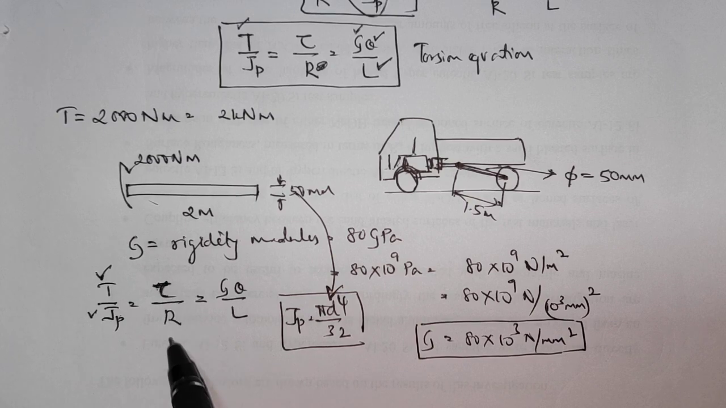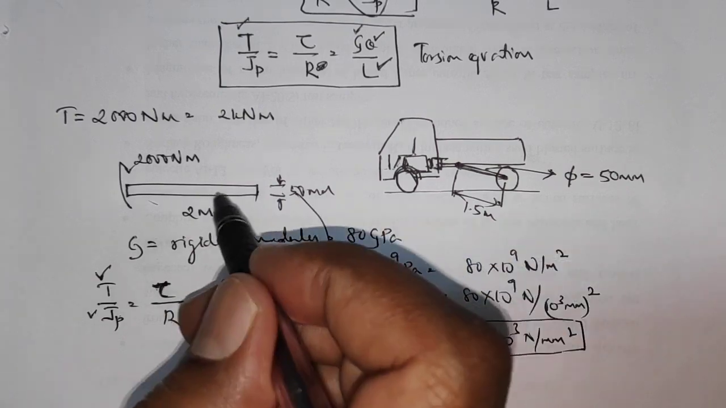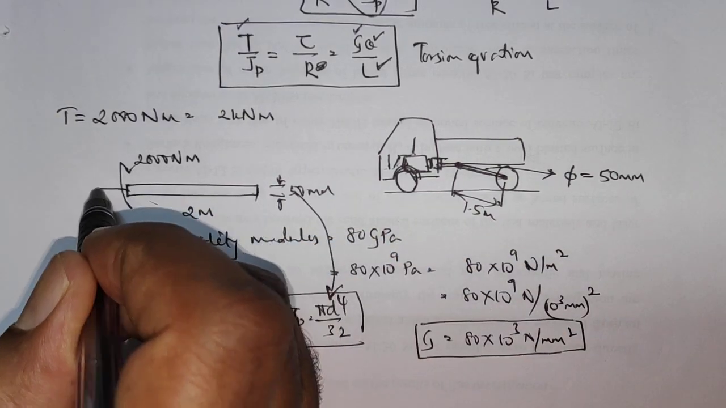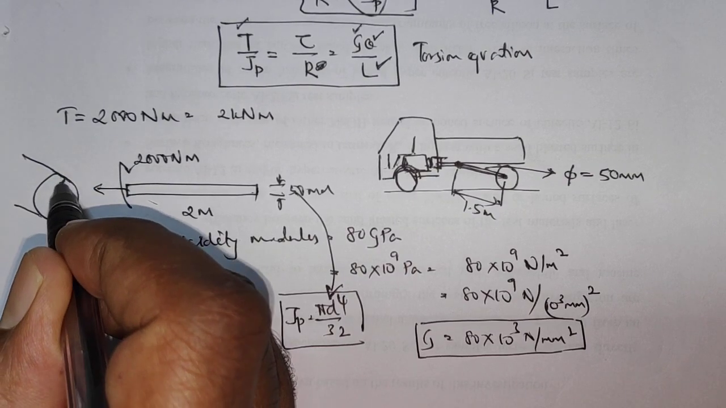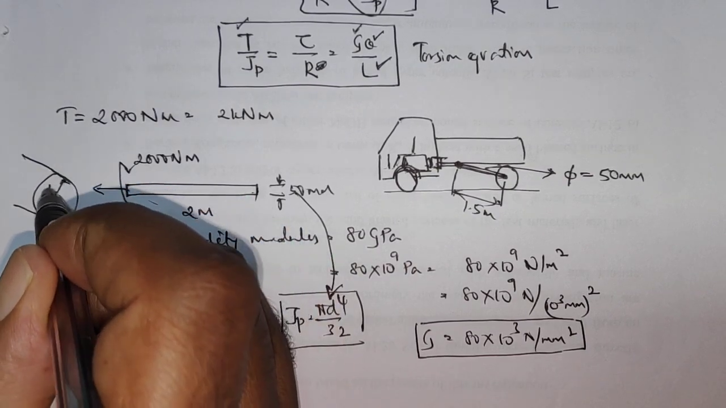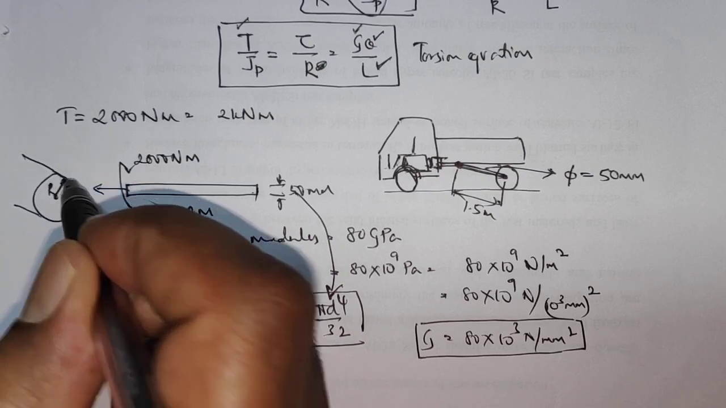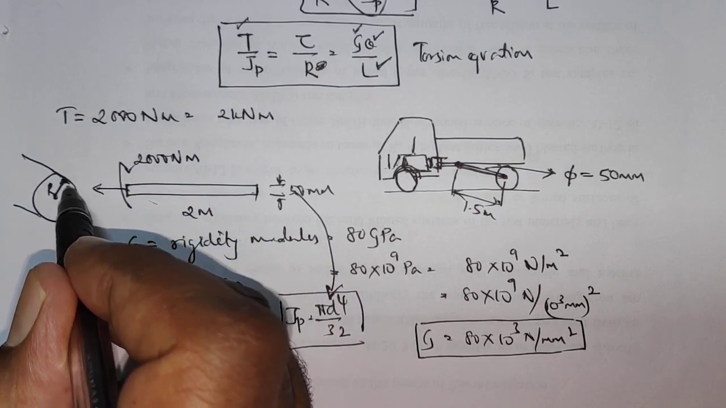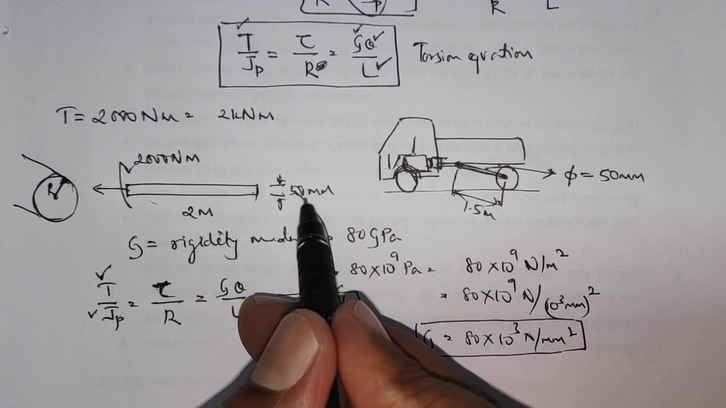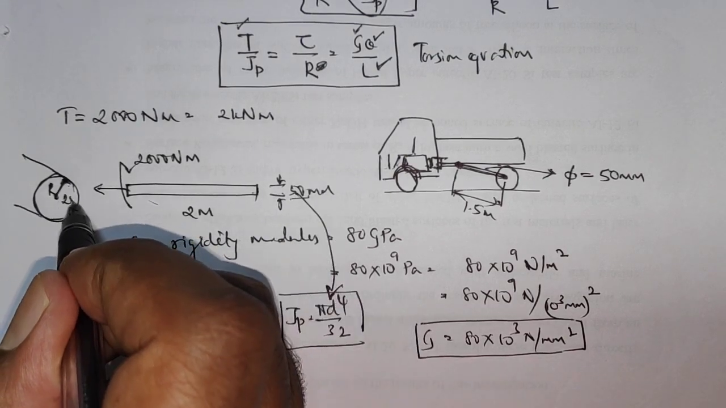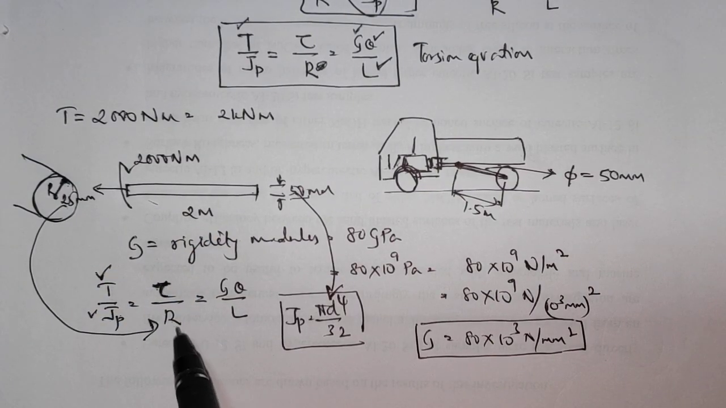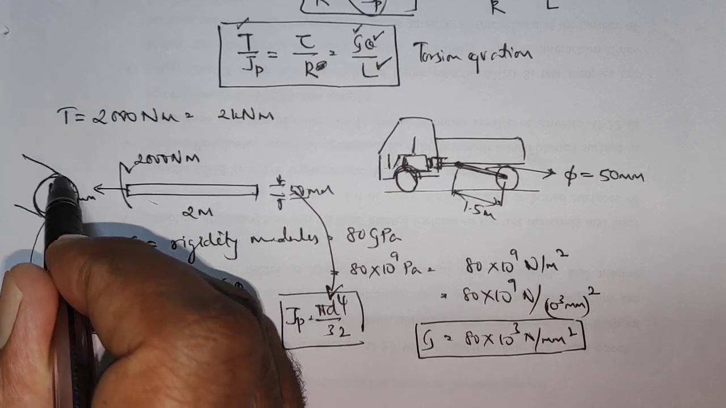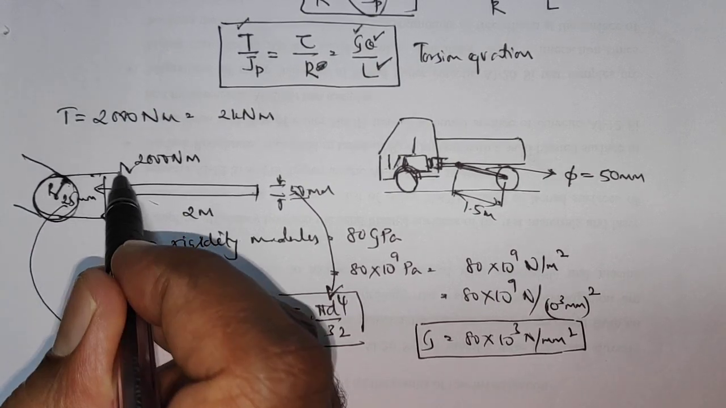But what is R? R is the radius at which, suppose I draw the end view of this in a zoomed up way, the shear stress is maximum where R is maximum, that is where R is the radius of the shaft. If the diameter is 50, the radius will definitely be 25 mm. So we need to substitute R as 25 mm here to get the stress in the outermost fiber, which is the maximum stress in the system.